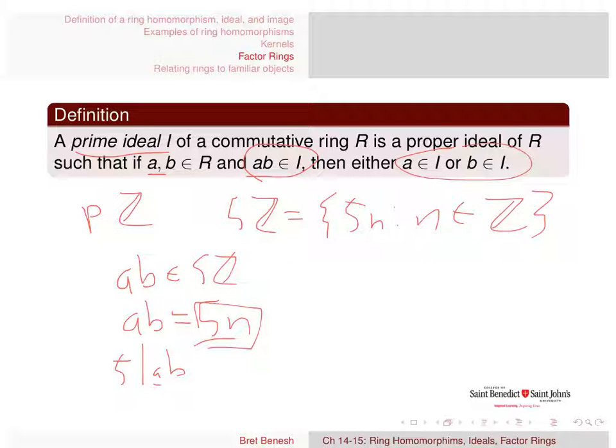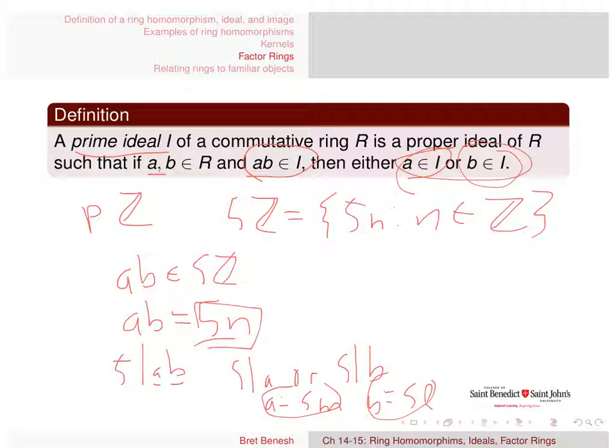Well, you can't have a little bit of 5 in a and a little bit of 5 in b. You either have to have 5 divides a or 5 divides b, in which case a is equal to 5m or b is equal to 5l, and either a was in I or b was in I to begin with. And notice that that's called a prime ideal because this isn't necessarily true with other ideals. So this is an ideal of Z that corresponds to a prime number.